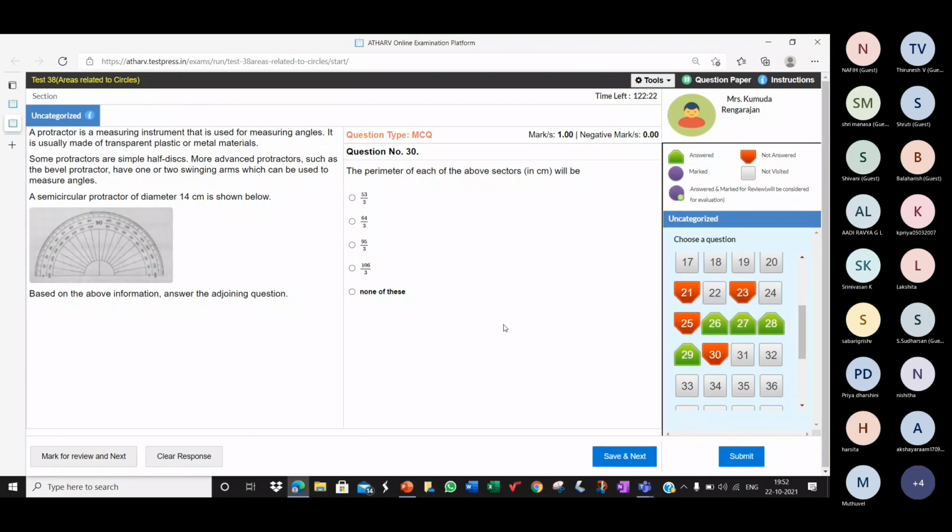We need to find the perimeter of a sector. We need to find the length of arc. How do we find the length of arc? 30 by 360 into 2 pi r. 30 degrees because that is the sector angle.